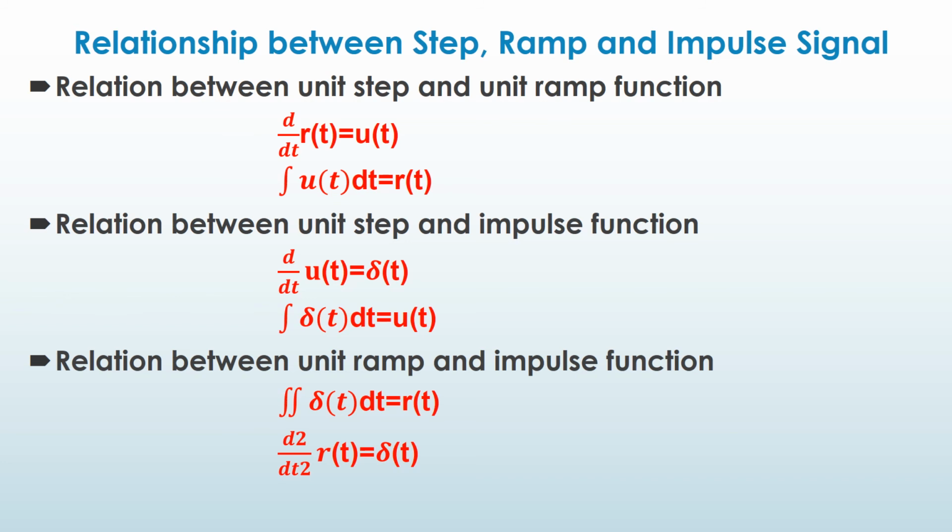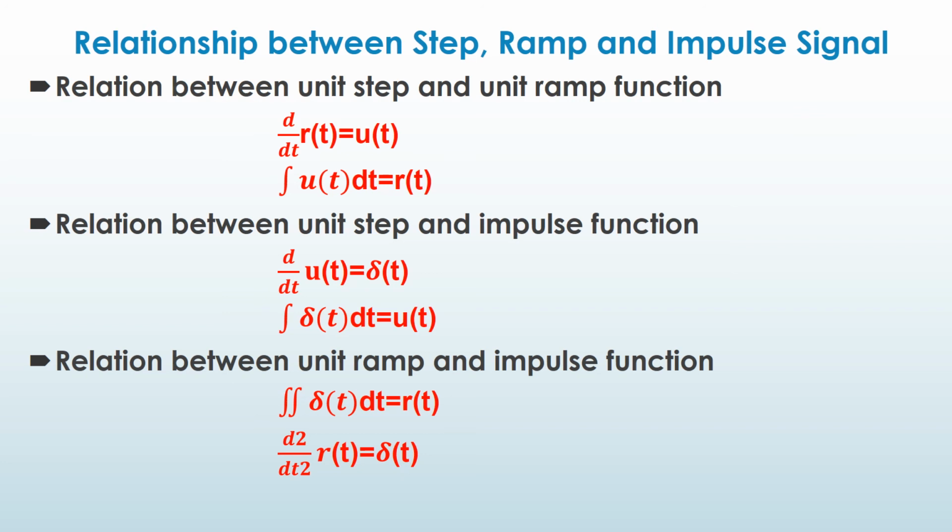The relationship is in such a way that d by dt of r of t is equal to u of t. r of t is the ramp function and u of t is the unit step function. And when we integrate u of t, or the unit step function, we get the ramp function. Next is the relationship between unit step function and impulse function, that is d by dt of u of t is equal to del of t. u of t is the unit step function and del of t is the impulse function. And when we integrate del of t, or the impulse function, we get the unit step function.